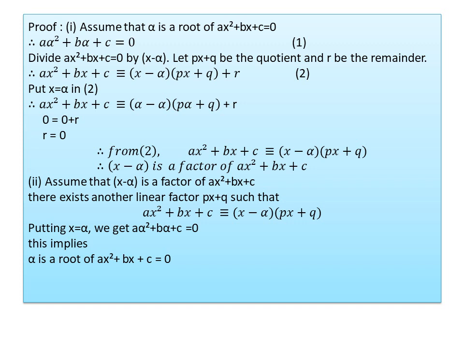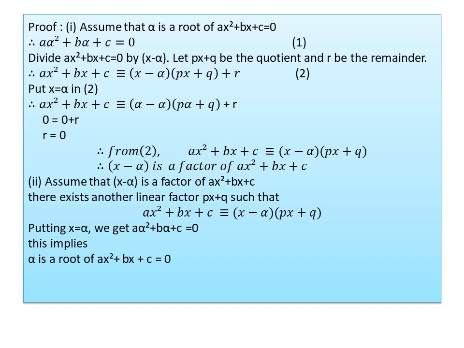For this proof, assume that alpha is the root of ax square plus bx plus c is equal to 0. This implies a alpha square plus b alpha plus c is equal to 0. We have just put alpha, since it is a root, in place of x. Now we get a alpha square plus b alpha plus c is equal to 0. Name this equation 1.